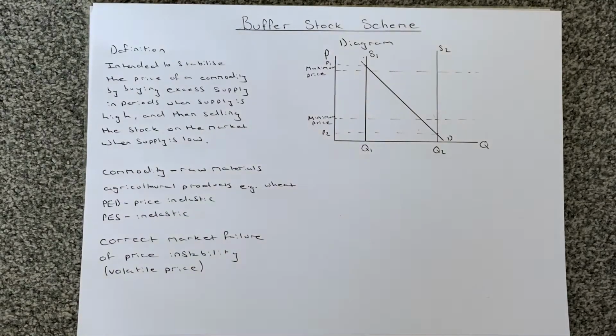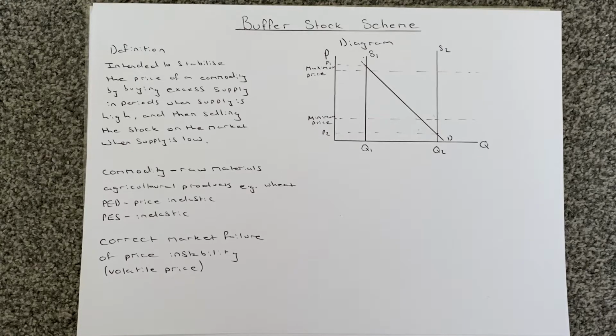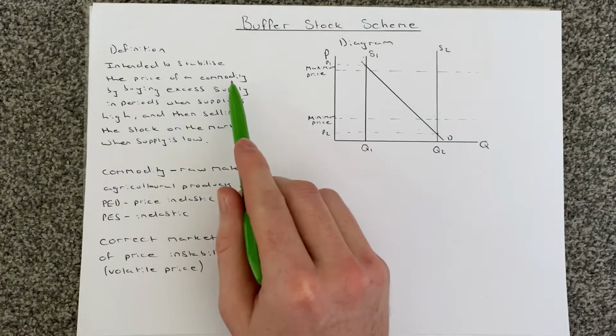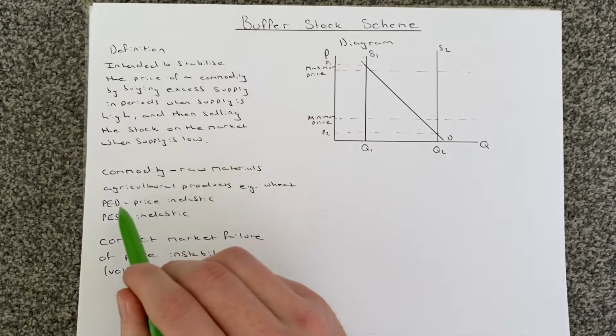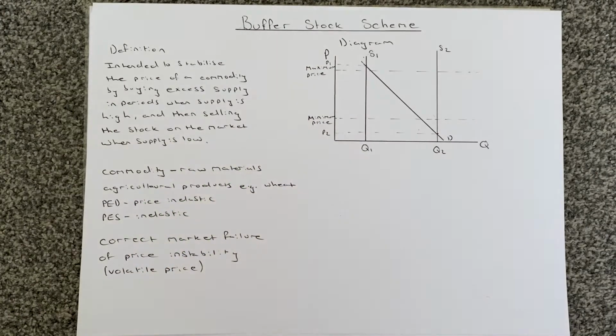Hello, so we introduced the start of our buffer stock scheme diagram. Just to recap, a buffer stock scheme is intended to stabilize the price of a commodity. When we think about a commodity, we're thinking about raw materials, for example, agricultural products such as wheat. We stabilize the price by buying excess supply when supply is high and then selling the stock on the market when supply is low. So that's how a buffer stock scheme works, and it is used to correct the market failure of price instability, also known as volatile prices.